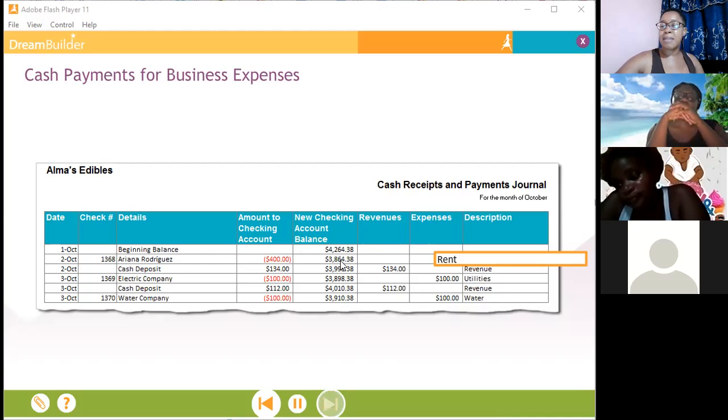Now because the money went out, it is an expense. And what was she paying? She was paying rent. So under the expense column, she would put the amount, the $400, and the description would be rent.